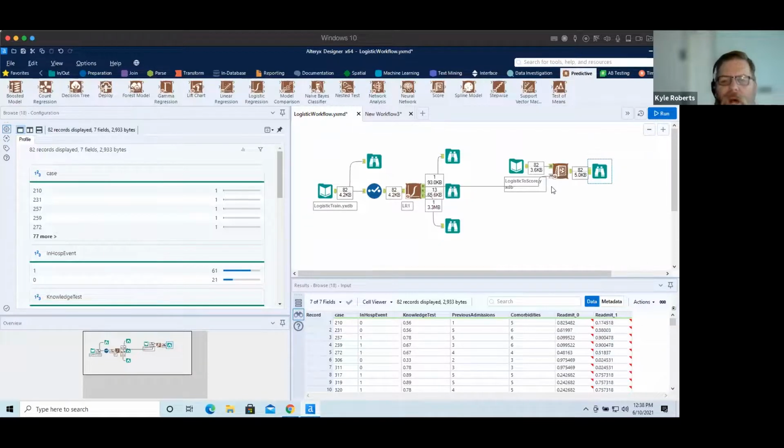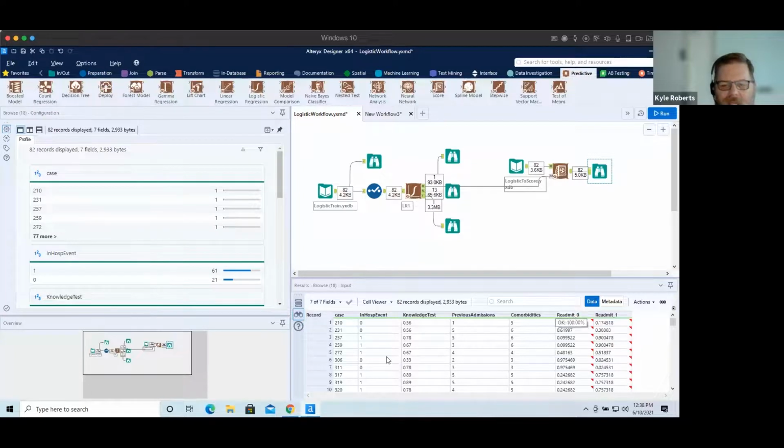Now remember, the model that we chose only had 2 variables in it: in-hospital event and the number of comorbidities. So this person did not have an in-hospital event, but they did have 5 comorbidities, but their probability of being readmitted is actually only 17%, because this is the probability of them being a 0, which is not readmitted.